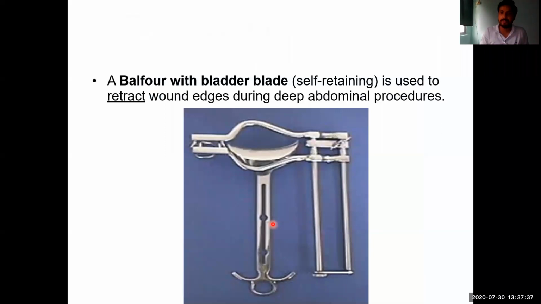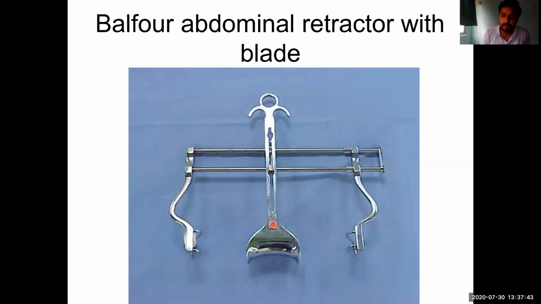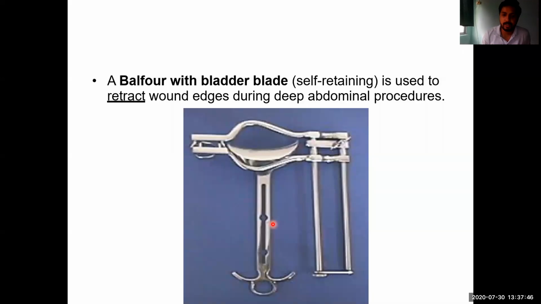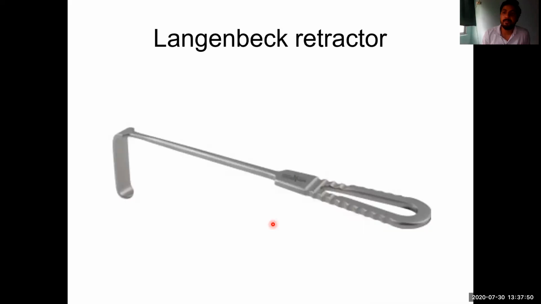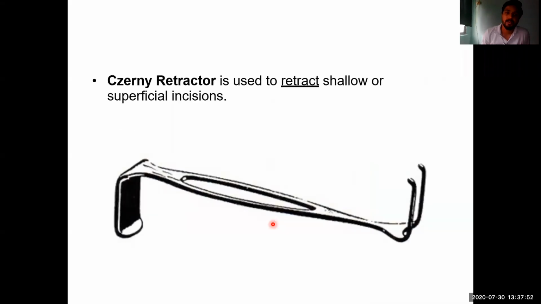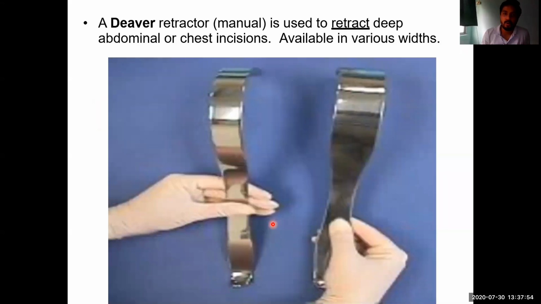So this is self-retaining. Remember, you have to mention that these two retractor varieties are different. This is the self-retaining variety which we have discussed, the Balfour, the Mastoid retractor, and these are the manual ones. There are the Langenbeck, Czerny, Morris, Doyen, and the Deaver. These are the manual variety.